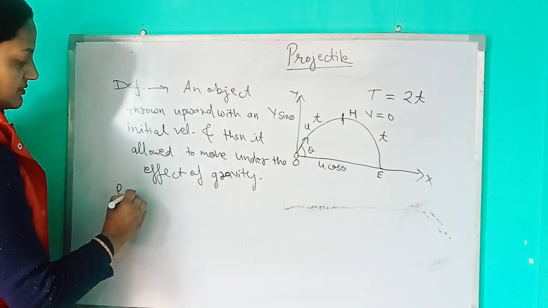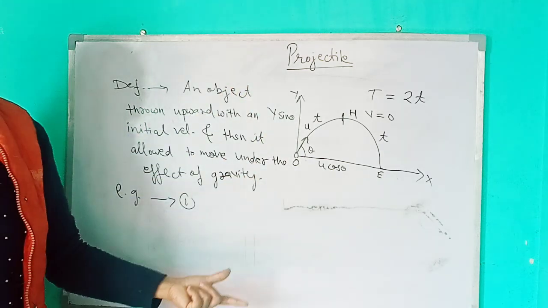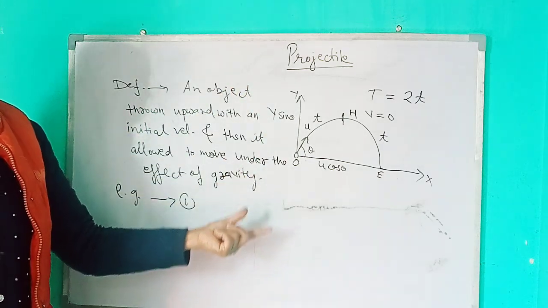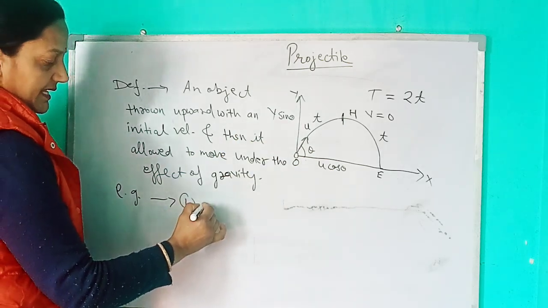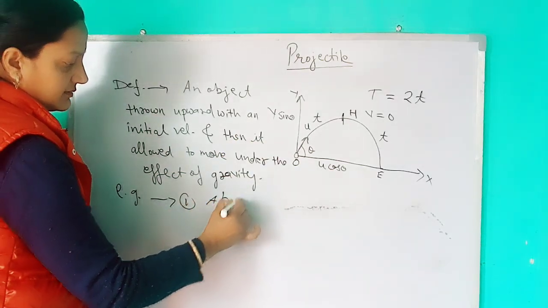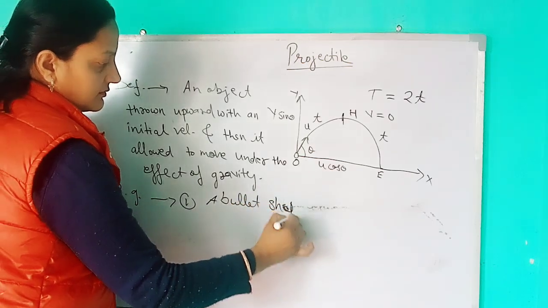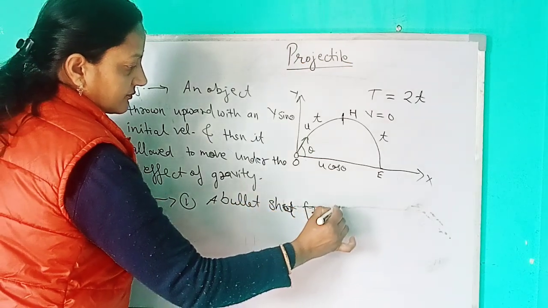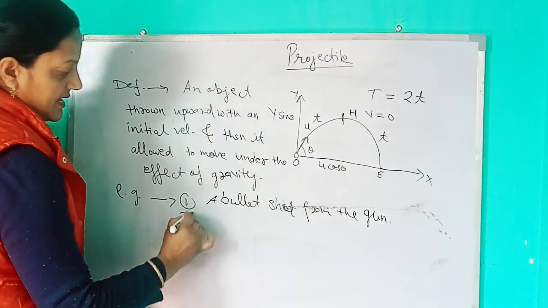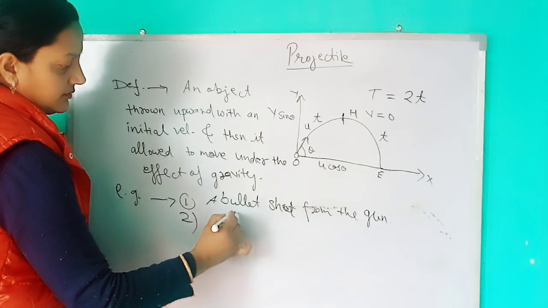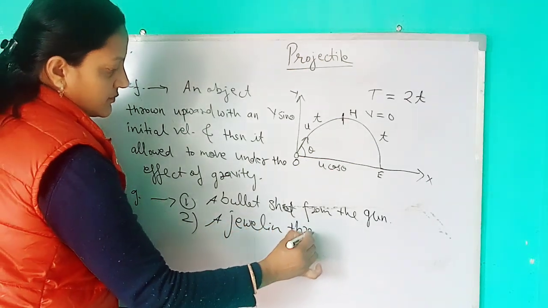There are so many examples of projectile. Example number 1: suppose we throw a ball, an object, from a certain height. So this is one example. And a bullet shot from a gun, and a javelin thrown. There are so many examples of projectile.